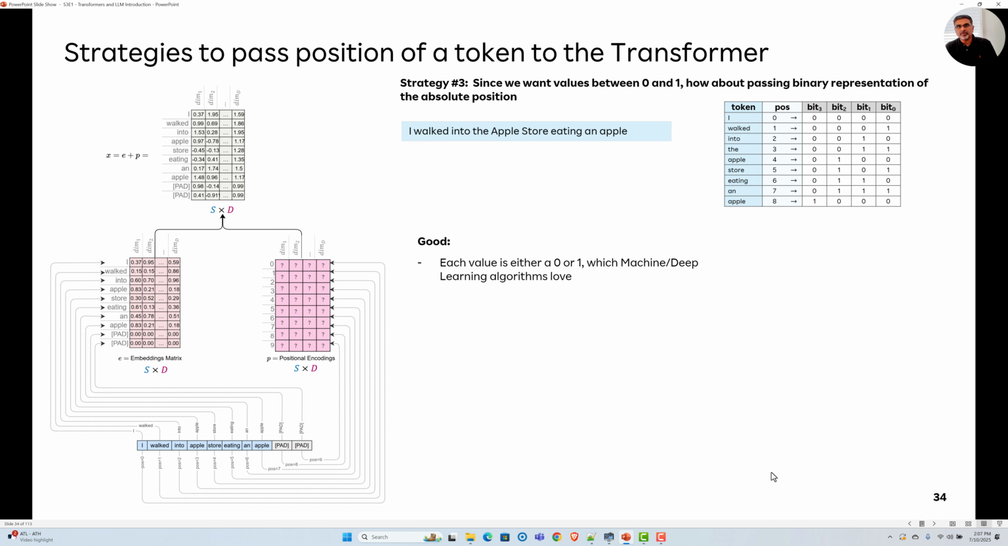How about the following? Why don't we encode the position information in binary? For example, I walked into the Apple store eating an apple. Position 0, and so on, encode this in binary. So 0, 0, 0, 0 is for position 0. 0, 0, 0, 1 is the binary representation of 1. 0, 0, 1, 0 is for 2, and so on. So I represent it this way. Now, one way this is good, because machine learning and deep learning algorithms are in love with zeros and ones. So perfect. You don't have really big numbers. You have a matrix, and either the number is 0 or 1.